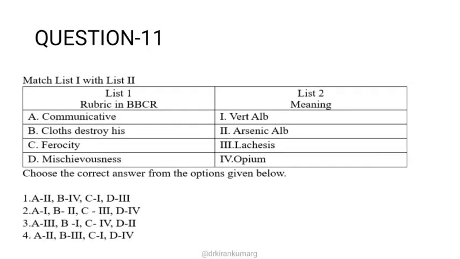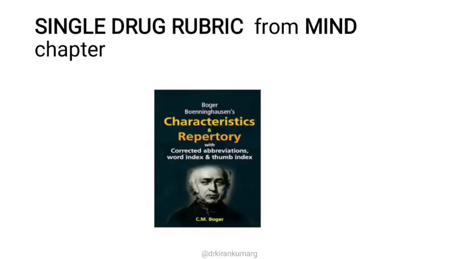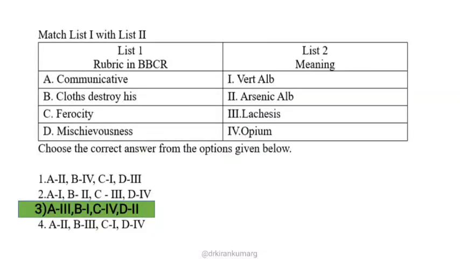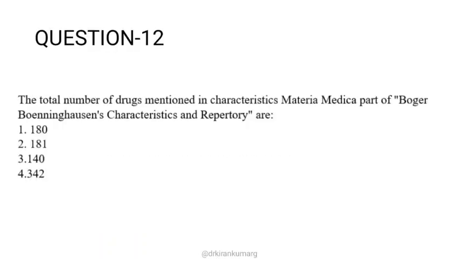Okay, so in match the following questions, majority of the time we should use the ruling out technique rather than trying to answer the entire thing. Here it's a single drug rubric from the mind chapter. For mind communicative you have lachesis, clothes destroys you have veratrum album, ferocity you have opium, mischievousness you have arsenicum album. So the right answer is option 3. Moving on to 12th question.